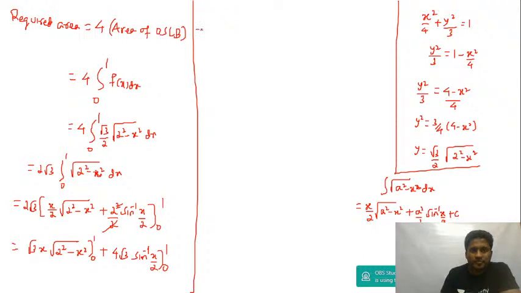Okay, if I substitute the upper limit, it will be equal to root of 4 minus 1. And then the lower limit is 0 because x is 0, plus 4 into root 3. Upper limit is sine inverse of 1 by 2, and lower limit is sine inverse of 0. Anyway, sine inverse of 0 will be 0.